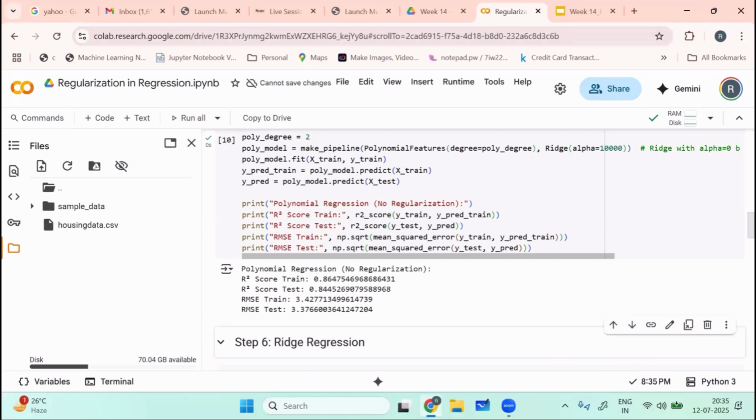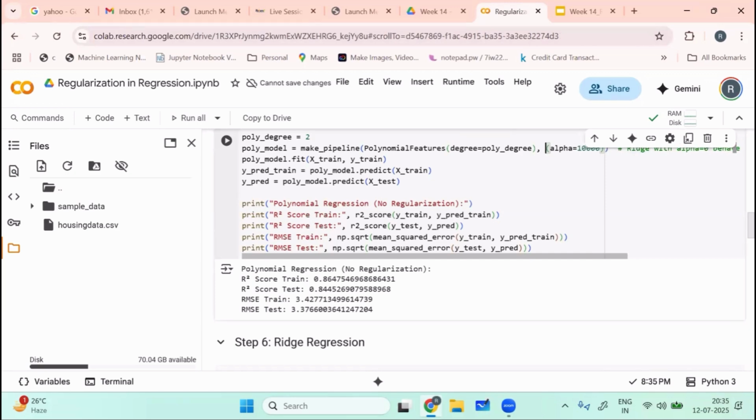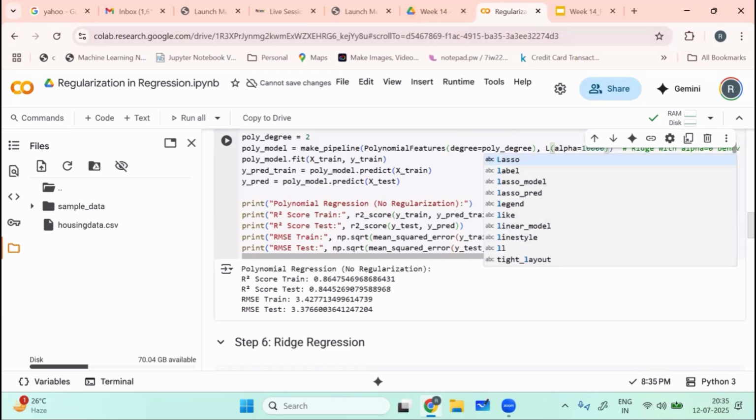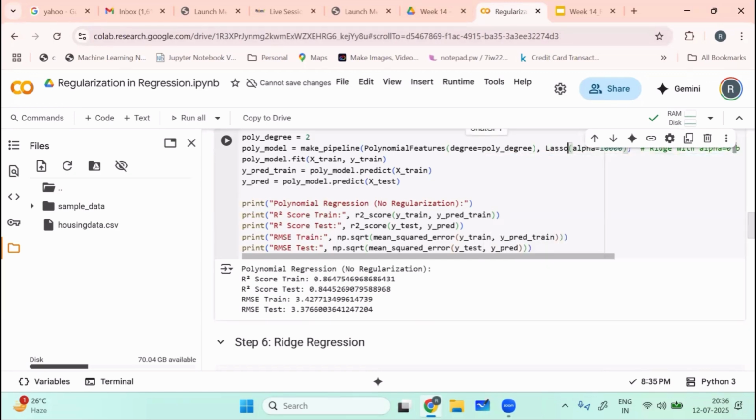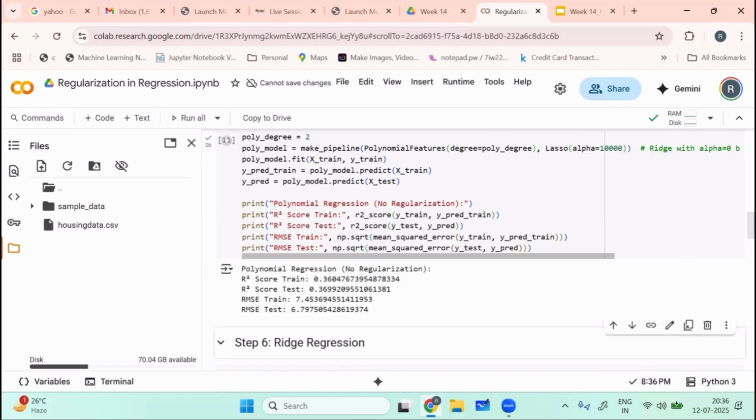So can I do that instead of, say, ridge, if I put something as lasso, and when I do a lasso, I can still work that out. So in lasso, it's 36, almost the same, but nobody accepts it, right?